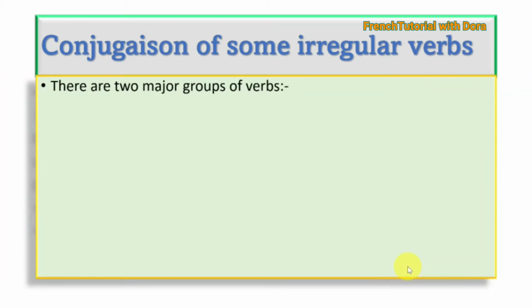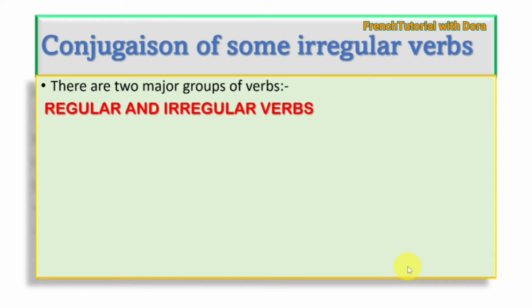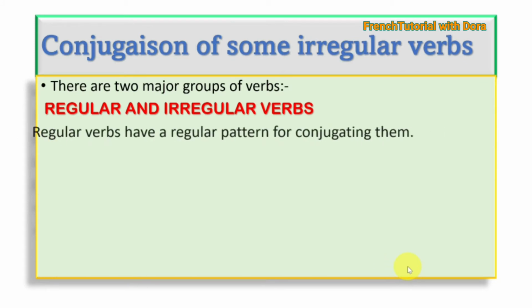Before we go to conjugate these verbs, I want to tell you that in terms of conjugation, these verbs have been grouped into two major groups. They've been categorized into two. All right, we have the regular and the irregular verbs. So as the name implies, the regular verbs are those verbs that take a regular pattern while you're conjugating them.